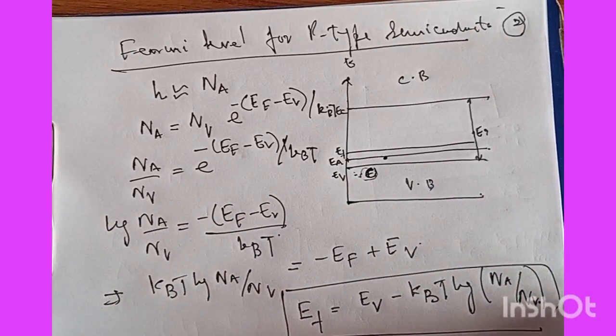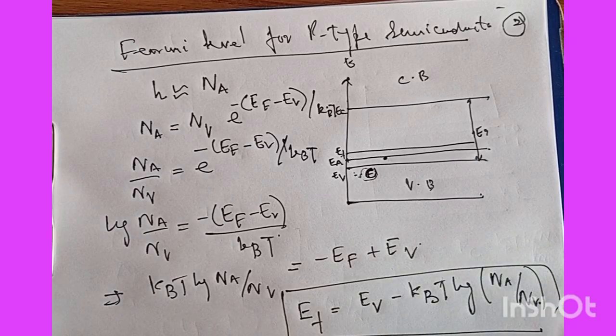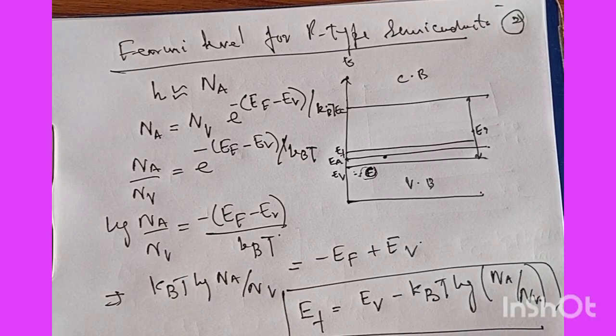So this is how conduction takes place when we apply the external potential difference to this material. So this is the expression for Fermi energy for p-type semiconductor.